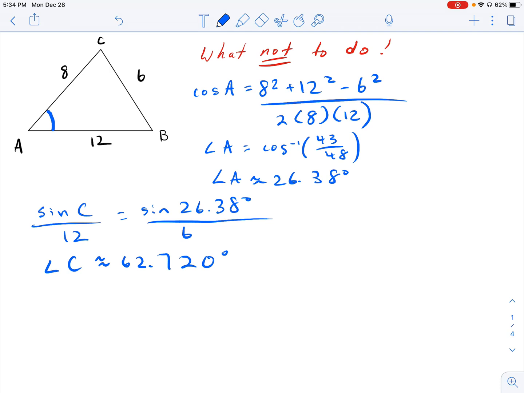And I want you to pause the video right now and think about this. Is there an issue with what we have just found? Look at angle C and then look at that angle in the context of the side lengths that we're given right now and see if you can recognize the issue. And hopefully after some time you figured it out.